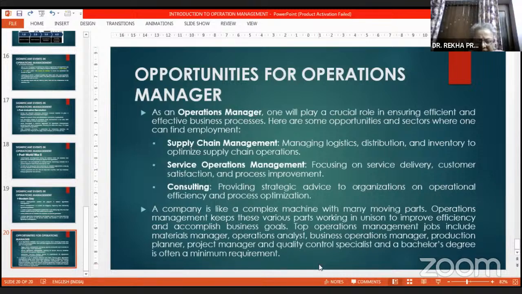A company is like a complex machine with many moving parts. Operation management keeps these various parts working in unison to improve efficiency and accomplish business goals. Top operation management jobs include material manager, operation analyst, business operation manager, production planner, project manager, and quality control specialist. And a bachelor's degree is often a minimum requirement.